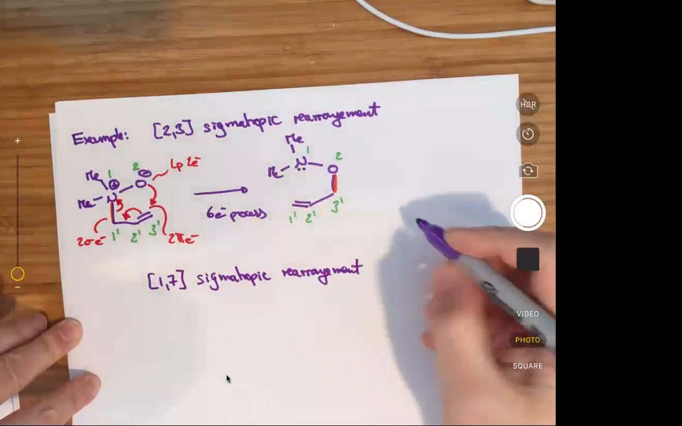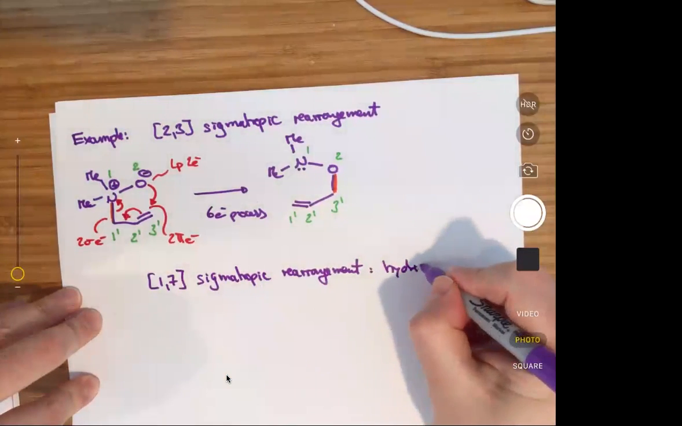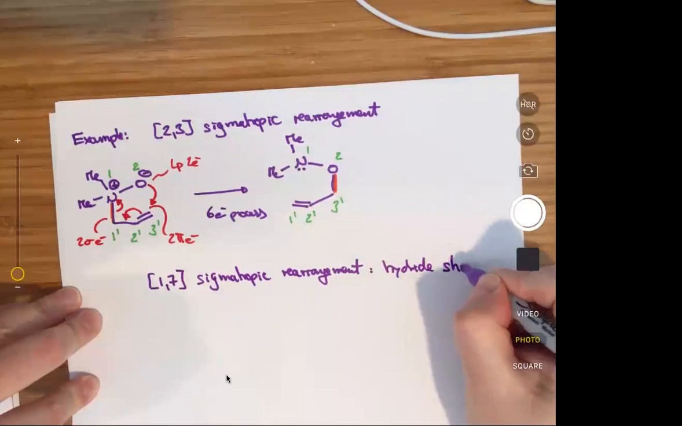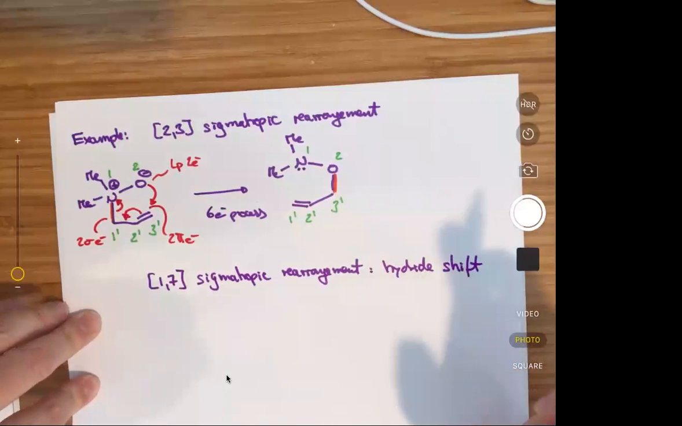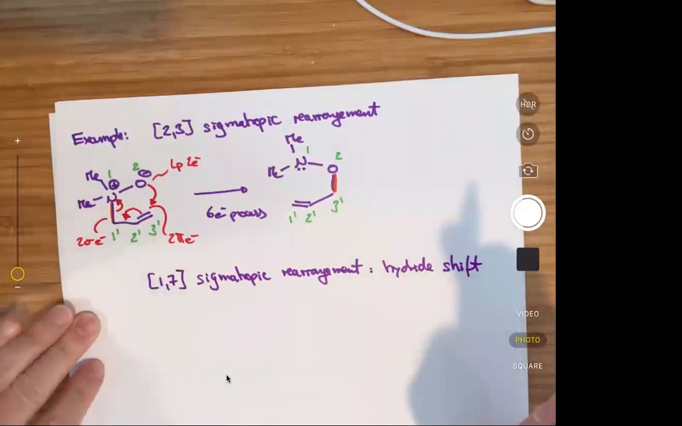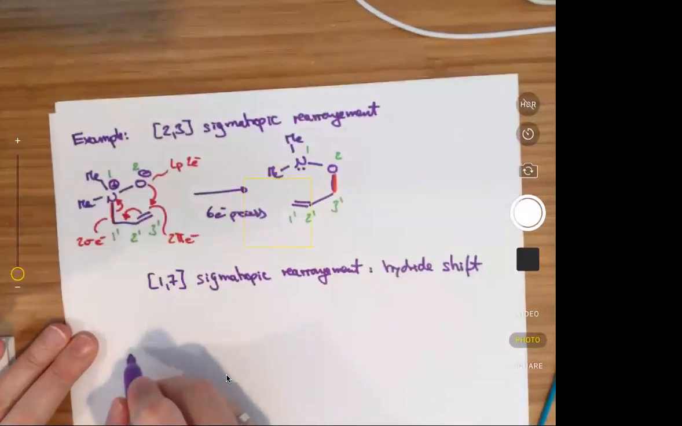And most often you see these as a hydride shift. So it's basically the movement of a hydrogen atom across a conjugated pi system. So, a classical example for that.